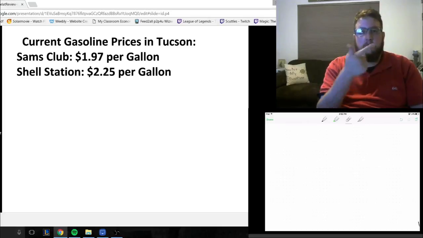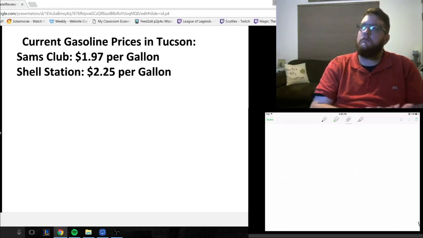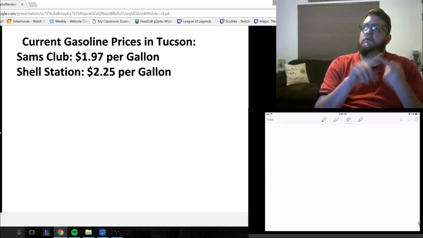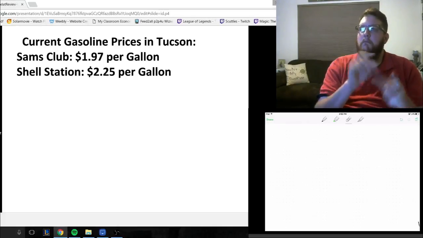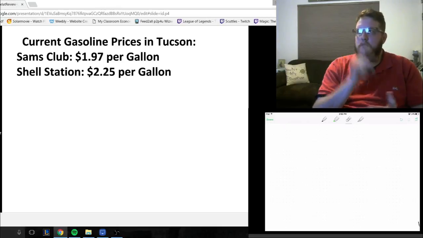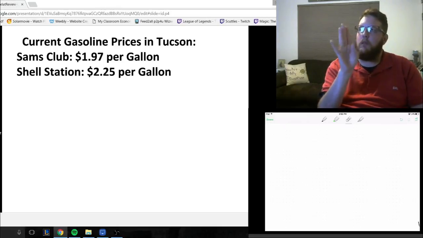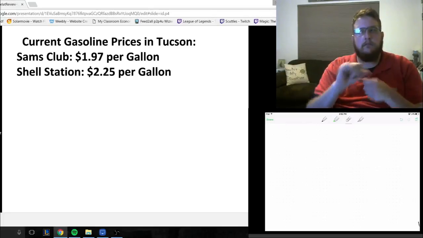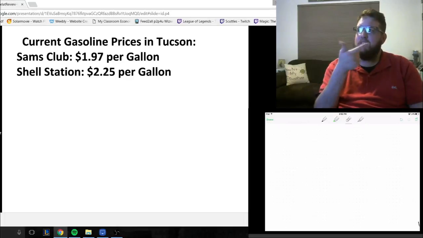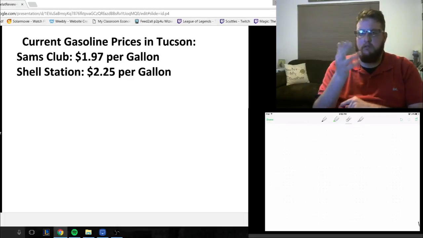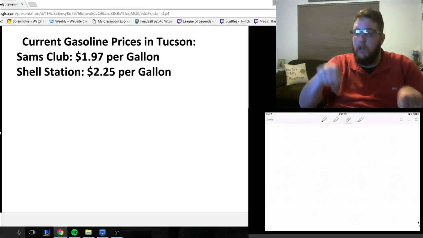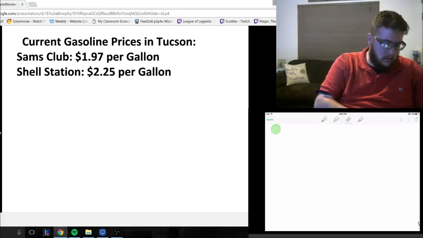So here's our example of gasoline. We've got 2 different places in Tucson. We've got Sam's Club and a Shell station. And notice that Sam's Club is $1.97 per gallon, while the Shell station is $2.25 per gallon. But notice it says gallon. Well, because it says gallon, gallon is singular. That means there's only 1 gallon. That means we already have our unit rates.